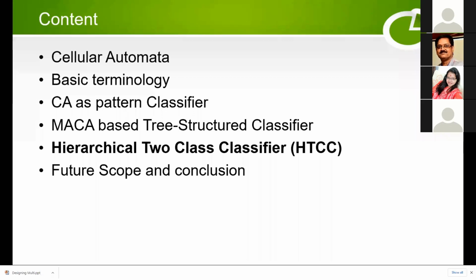Then we will discuss two variations of CA-based pattern classifier. One is tree-based pattern classifier, and another is hierarchical pattern classifier. And from there, we will get to know what the future scope is and what can be improved. How can we improve the performance of these classifiers?